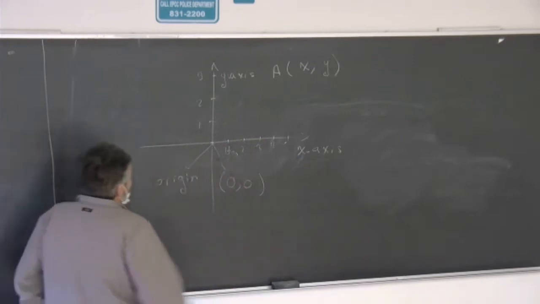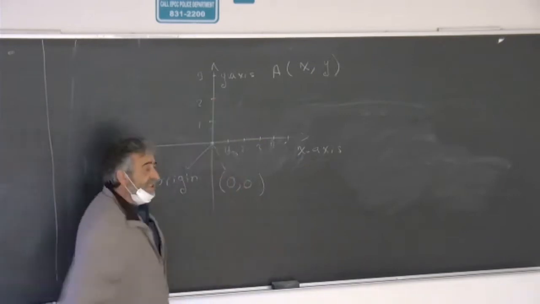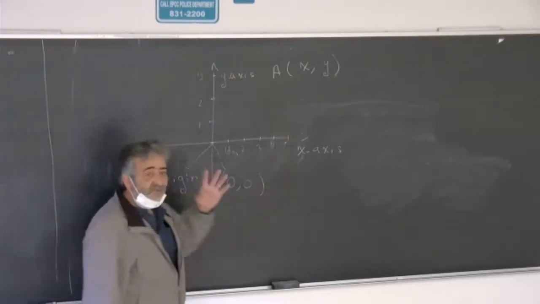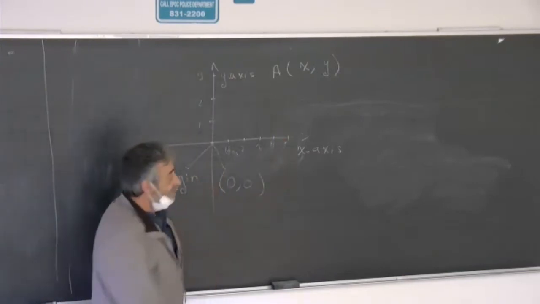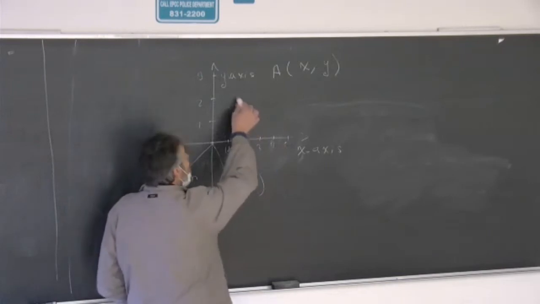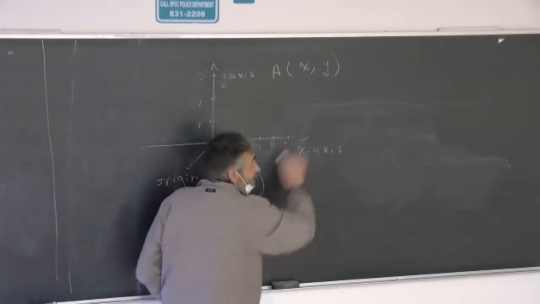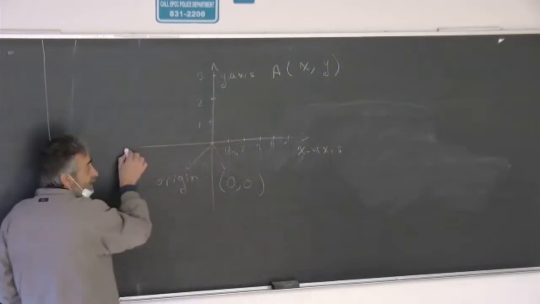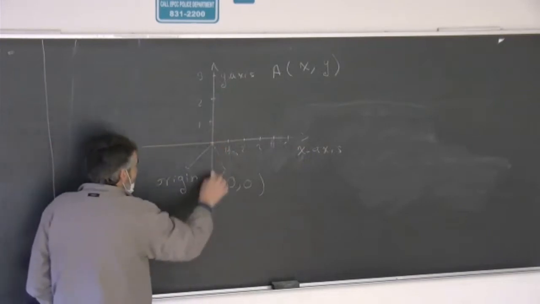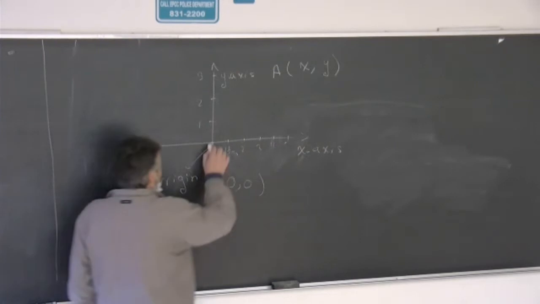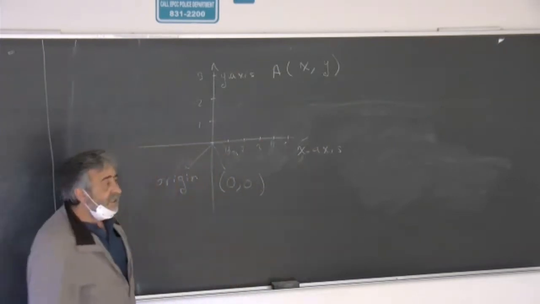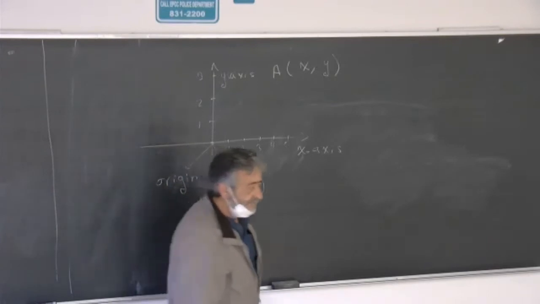Now, those two axes basically divide this whole plane into 4 portions. The portion on this side is limited by this line and that line. And then one portion is limited by this line, and one portion is limited by this line, and one portion is limited by this one. Yes? And we call each one a quadrant.